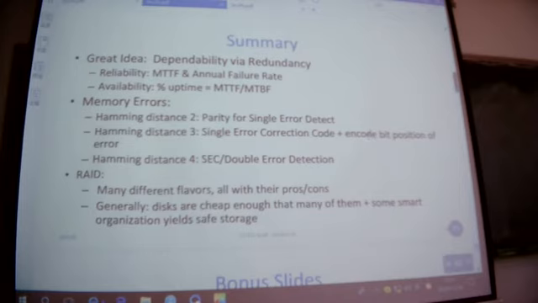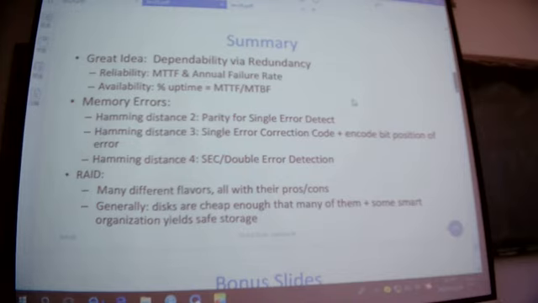Okay, this is the summary of the great idea, dependability via redundancy. So please remember reliability, availability, memory error. You can see timing distance. 2, 3, 4: 2 is parity for single error detection. 3 is single error correction code, with the encoded bit position of the error. 4 is SEC or double error detection.